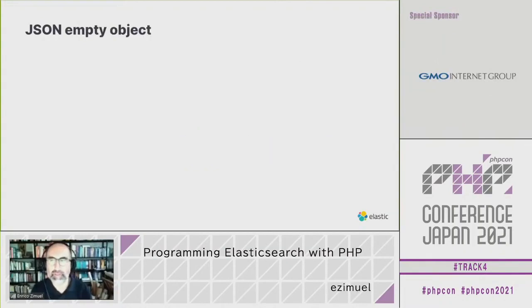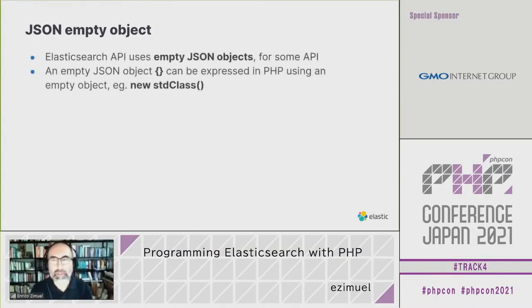Talking about JSON, there is one little note about empty objects. Imagine that you have an empty object in JSON and you need to map it in PHP. How can you do this? You need to create an empty object in PHP. And how can we create an empty object in PHP? As you know, there is a standard class in PHP that is, as the name says, the standard class of the language. You can just create an empty object by creating an instance of this class. So when you create a new stdClass, in JSON this is equivalent to an empty JSON object.